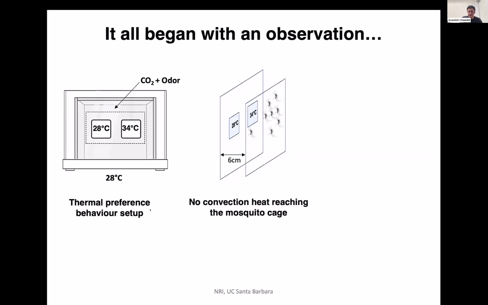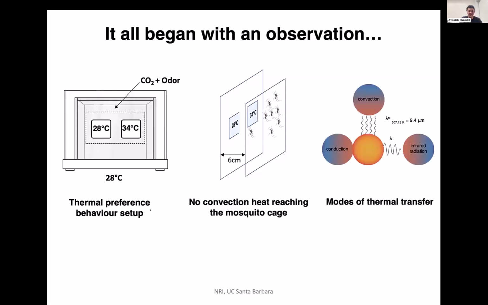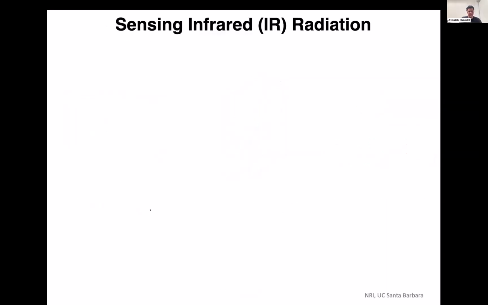When we measured the air temperature on both sides of the cage, we found that there was no difference, and the air temperature was uniform. So if conduction and convection are not reaching the mosquitoes, then there must be a third component of heat, called infrared, that mosquitoes must be sensing. This led us to suspect that mosquitoes were detecting the infrared radiation emitted by the warm surface of the Peltier, the only component of heat capable of reaching the cage from that far distance. So we started exploring this property.